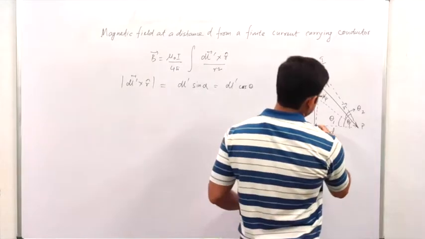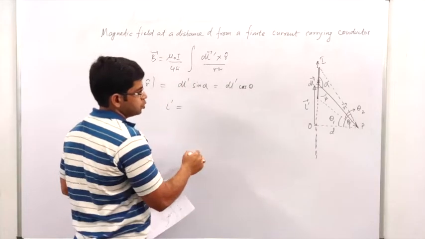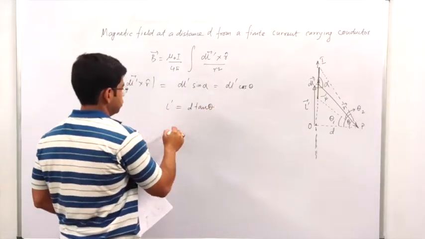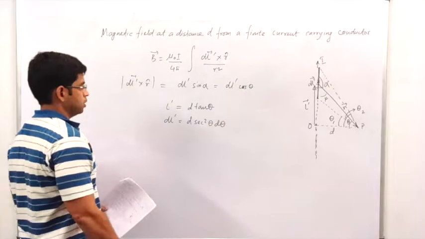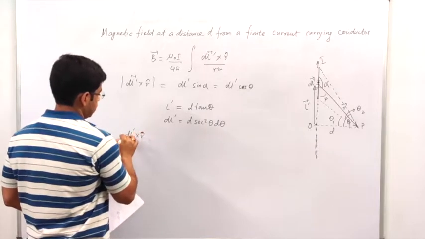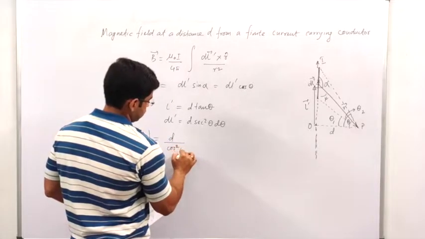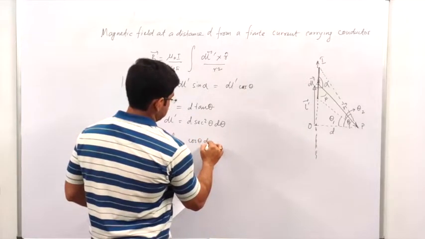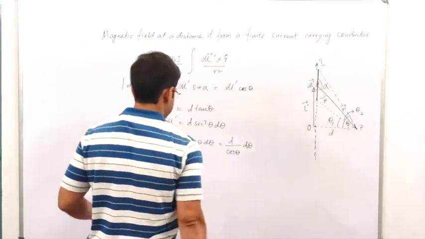Again, from this triangle, L prime is equal to d tan theta. So differentiating this, we get dL prime equals d sec square theta d theta. Putting this here, we get d by cos square theta times cos theta d theta, which is d by cos theta d theta.